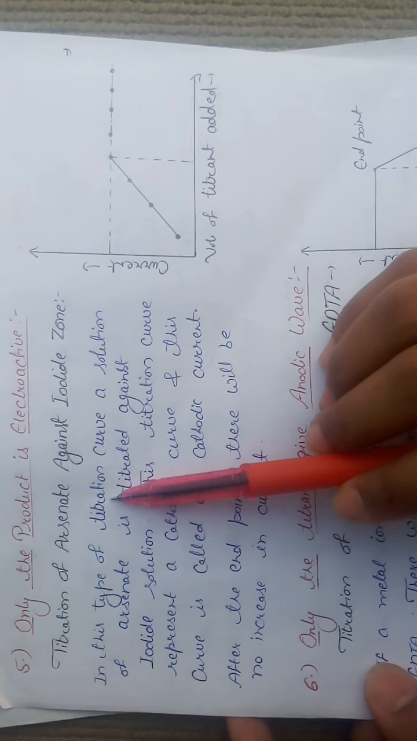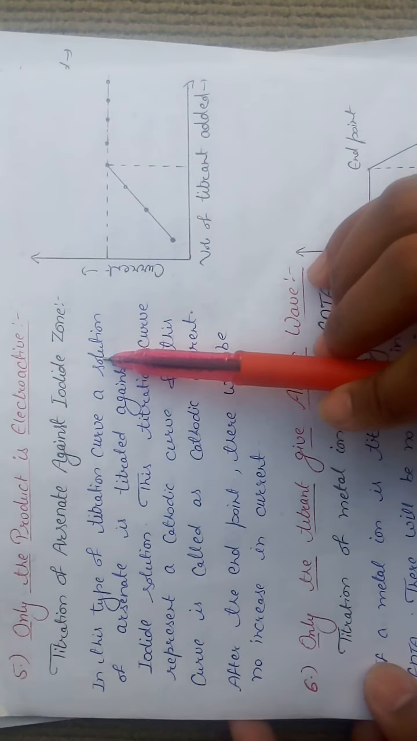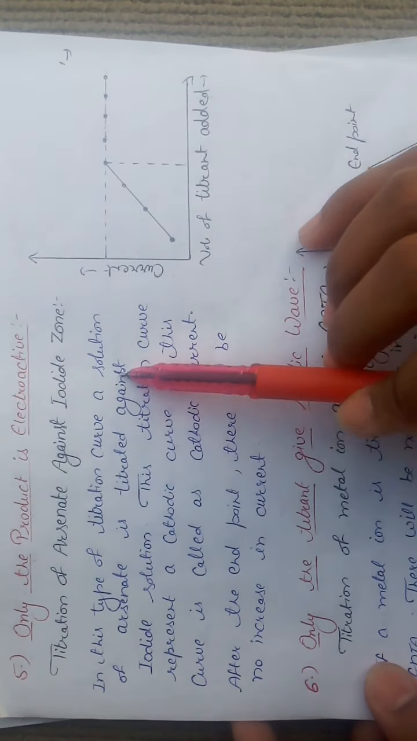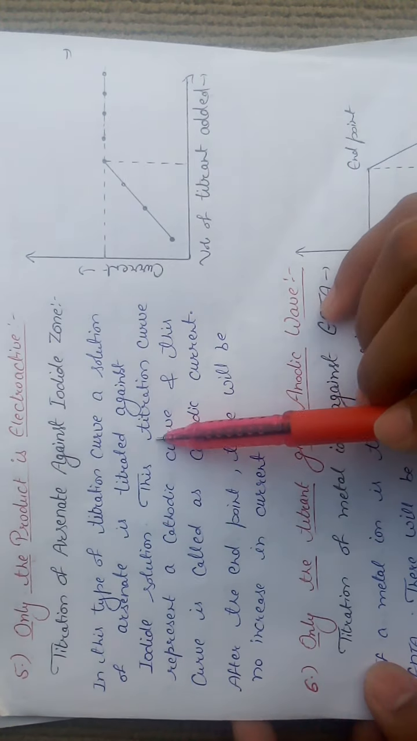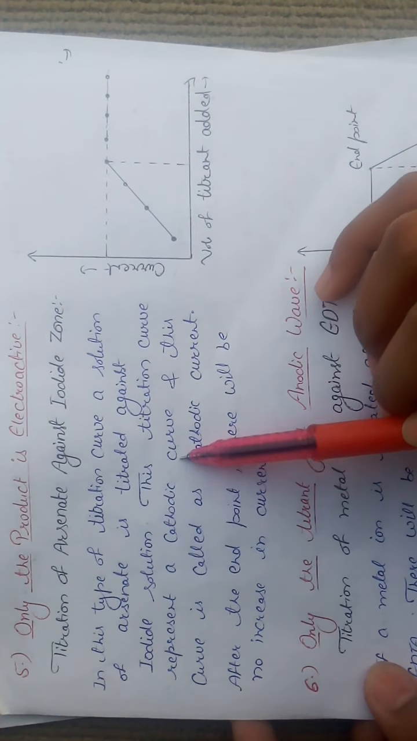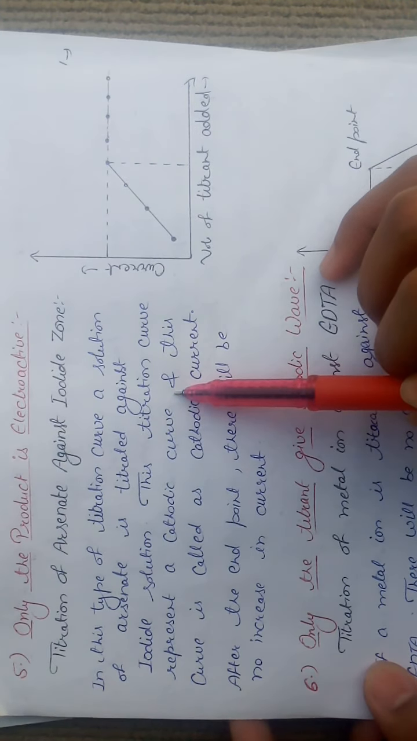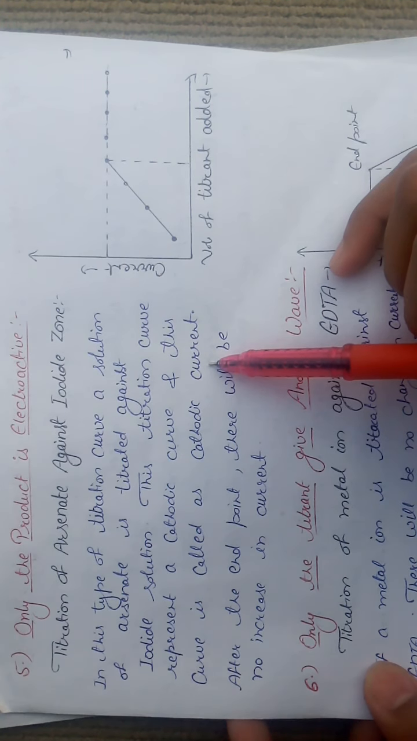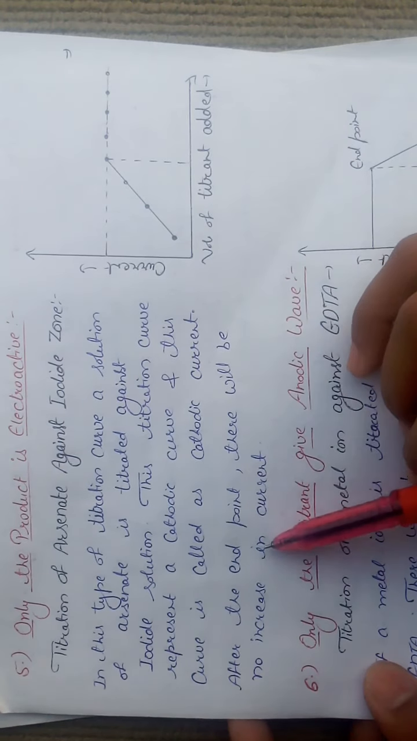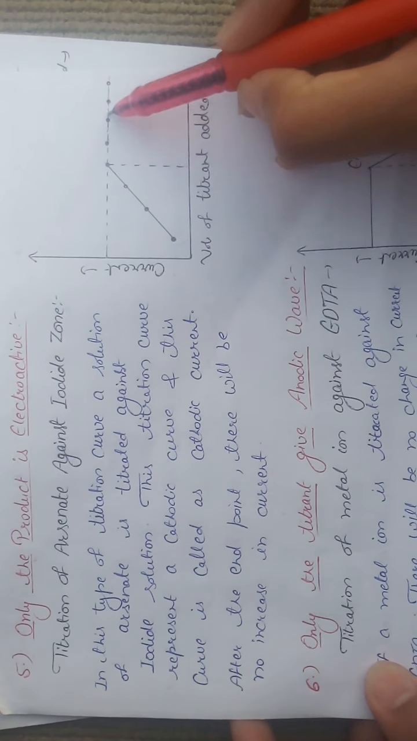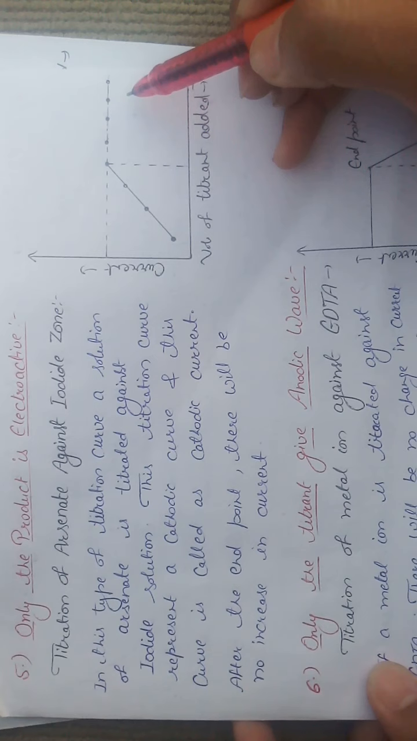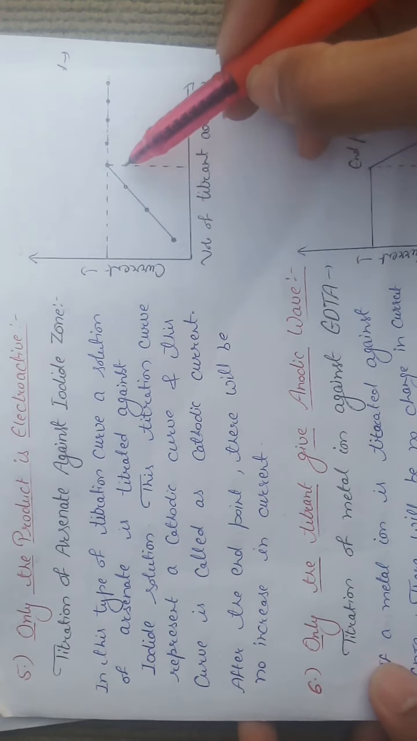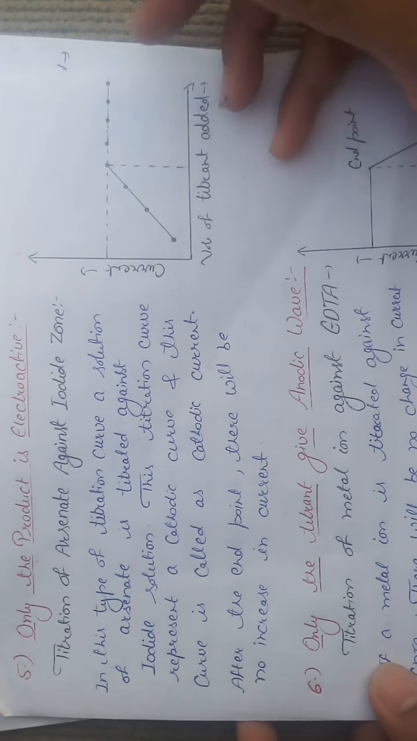In this type of titration curve, a solution of arsenate is titrated against iodide solution. This titration curve represents a cathodic curve, and the current is called the cathodic current. After the endpoint, there will be no increase in current, so it will remain the same. Here you can see it is constant, which is shown in the figure. This is the cathodic current. After that, it will remain the same.